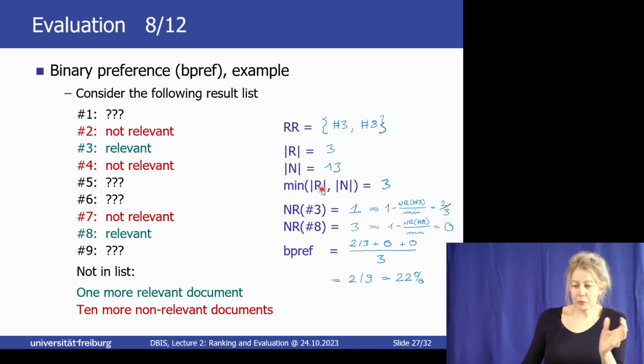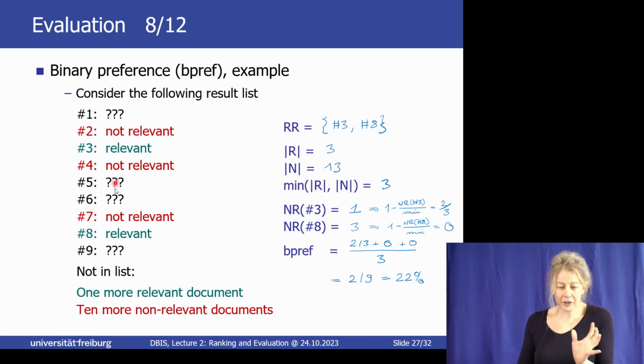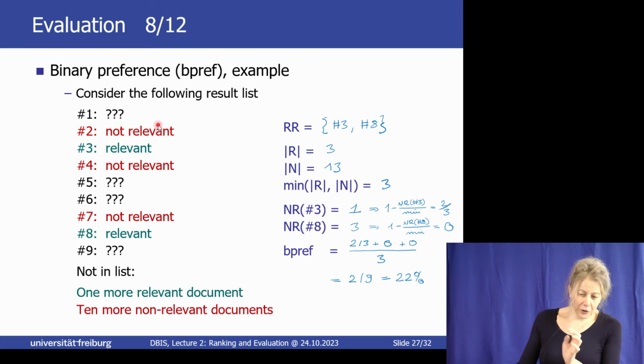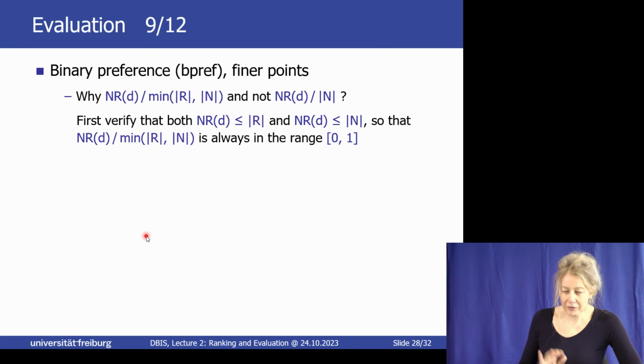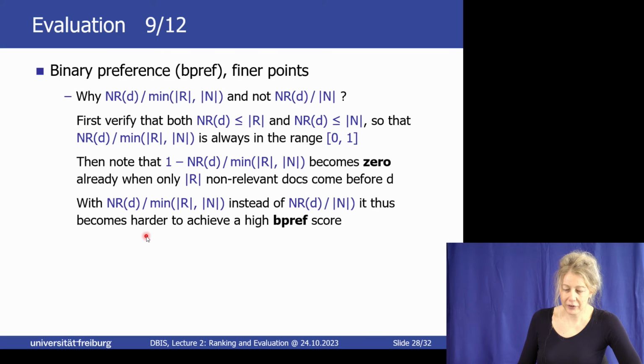So, this would be an exam question, for example. Does the minimum with R make it harder to get a better value or make it easier? It makes it harder, because now just 3 non-relevant ones are enough, and you already get a score of 0. Which just kind of makes sense, right? I have 3 non-relevant ones coming before the relevant ones. That's bad. I don't want that, given that I haven't even found all the relevant ones. So yeah, taking the minimum makes it harder to achieve a good BPref score. It's just a decision by the makers of this score.